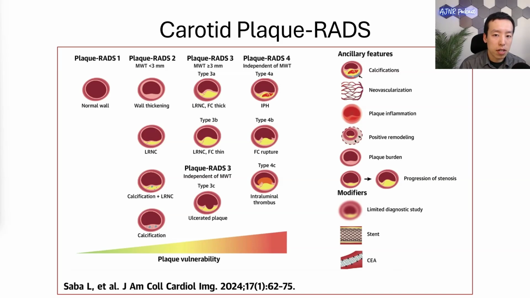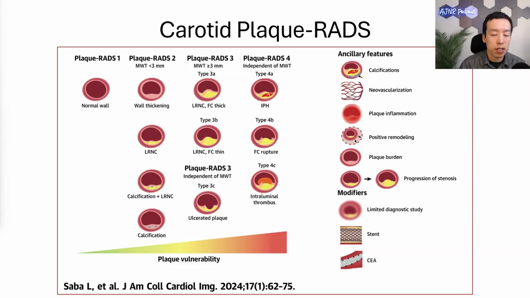The system was intended to be able to be used across imaging modalities, although some features are best assessed on high-resolution vessel wall MRI. Let's briefly review what the system is. So there are 4 grades, grades 1 through 4, representing increasing vulnerability of plaque and associated stroke risk. Plaque-RADS 1 is a normal vessel with no visible atherosclerotic plaque.